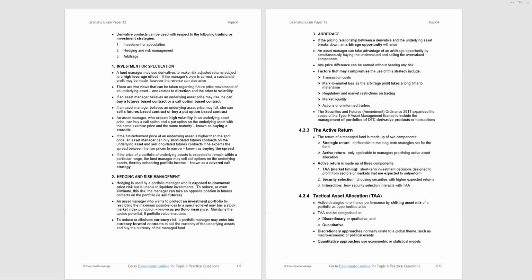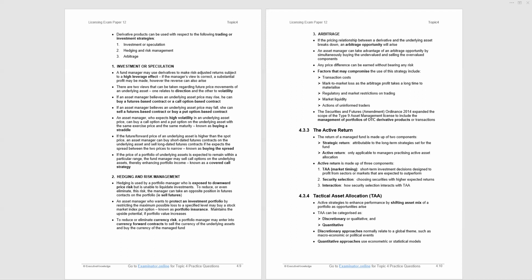Now, hedging is used by a portfolio manager who's exposed to downward price risk, unable to liquidate the investment. So he or she has to hold the securities, but they may go down in price. So you can use derivatives to make a profit when the assets fall in price. To reduce or even eliminate the risk, the manager can take the opposite position in futures contracts on the portfolio. So if you're holding investments, you sell futures, and if they go down in price, close out your position by buying, thereby making a profit, which will eliminate, hopefully, the loss you've made on the underlying investments.